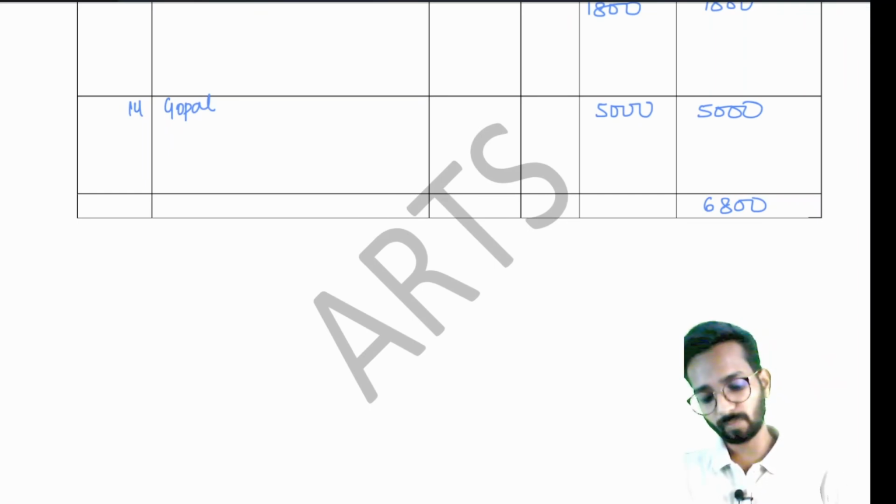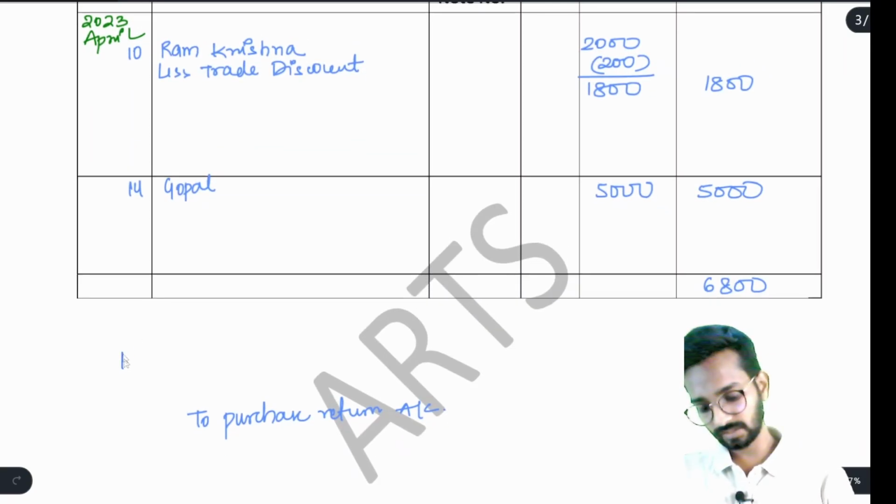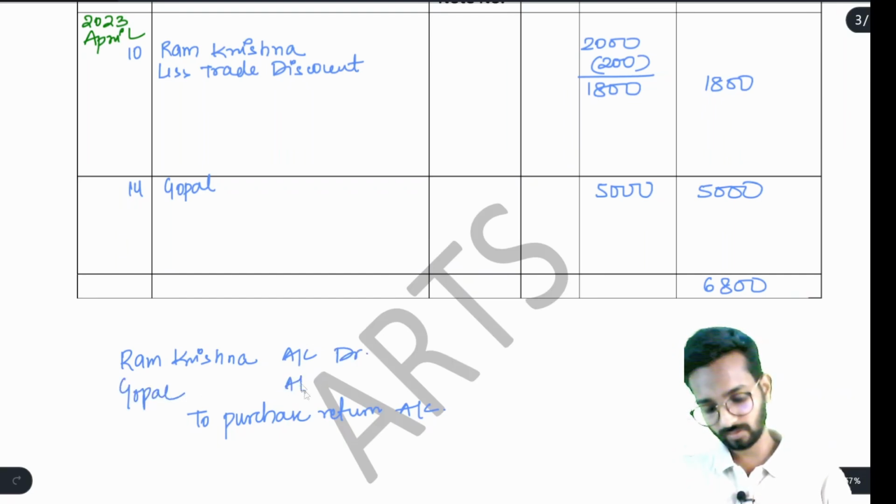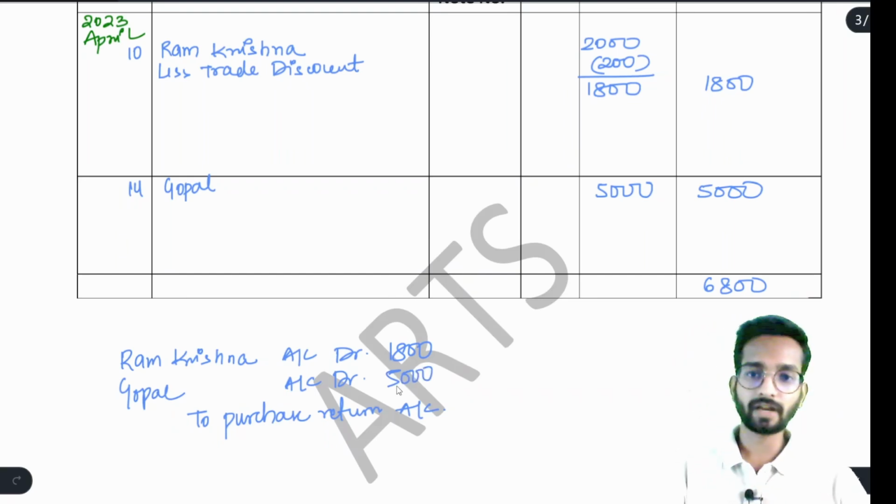After writing this, we will write the journal entry. The journal entry will be for purchase return. Purchase account is debited, so purchase return will be credited. So you will write purchase return account. To whom are we returning the goods? First is Ramakrishna account debit, and then we are returning the goods to Gopal, Gopal account debit. How much? 1,800 and 5,000.